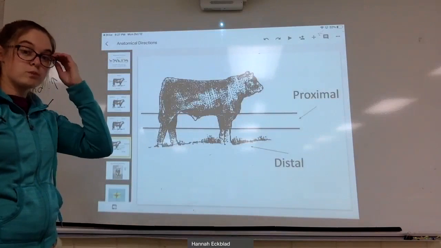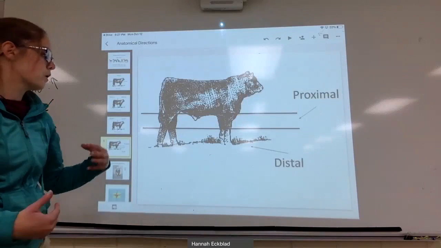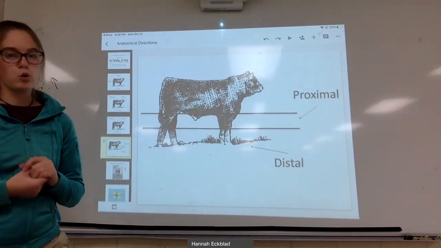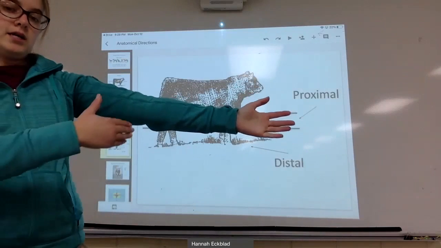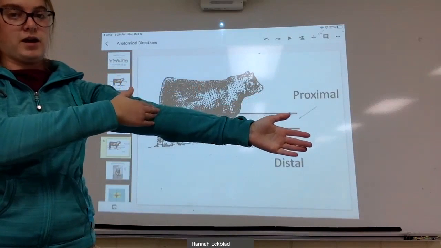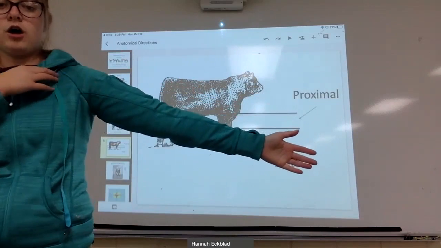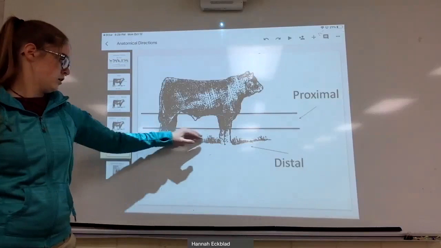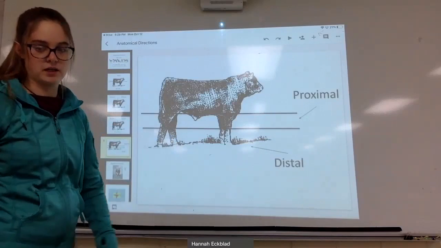So then we have proximal and distal, which is a word I just used. So proximal and distal are used to describe how close or far away it is from the main body. So again, we look at my arm, and my wrist is distal in comparison to my elbow. My elbow is proximal in comparison to my wrist. And it's all about how close it is to my main body. So in this case, here, this is distal in comparison to this is proximal, really close to that main body.